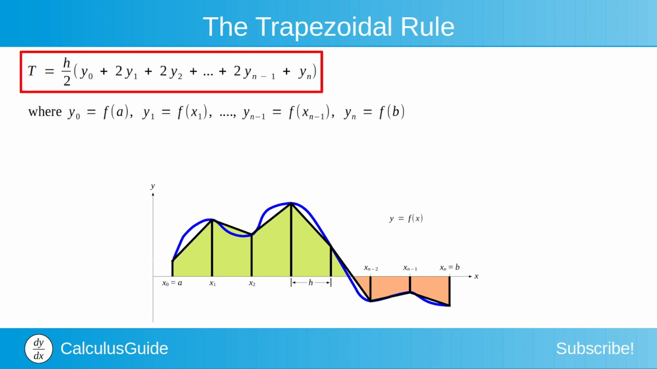This equation, now highlighted, is the equation that we use to approximate the value of a definite integral when we use the trapezoidal rule. y0 is equal to f of a, y1 is equal to f of x1, yn-1 is equal to f of xn-1, and yn is equal to f of b.